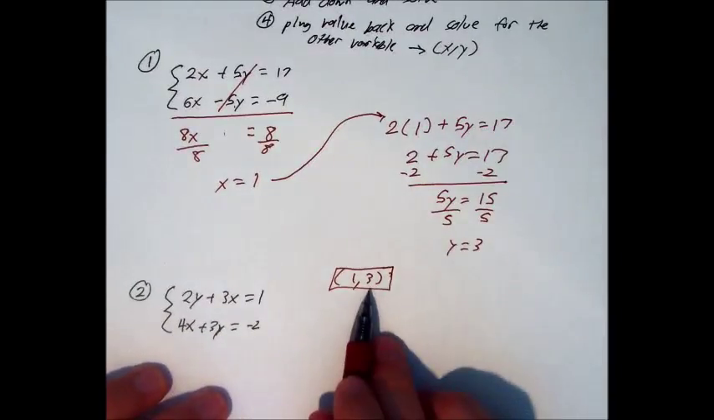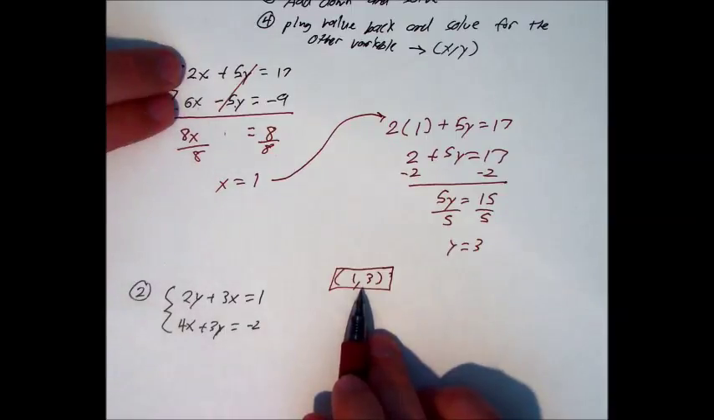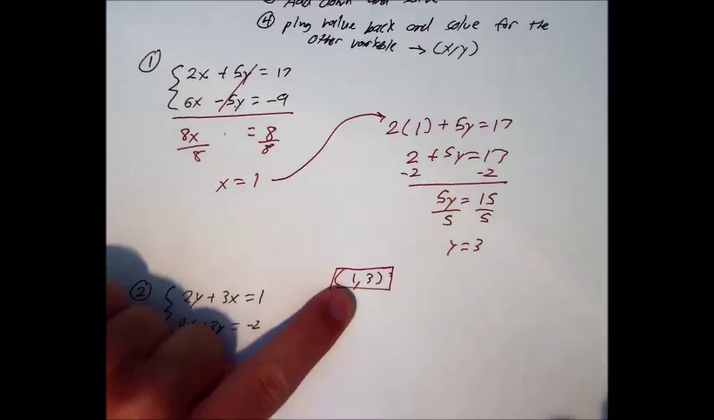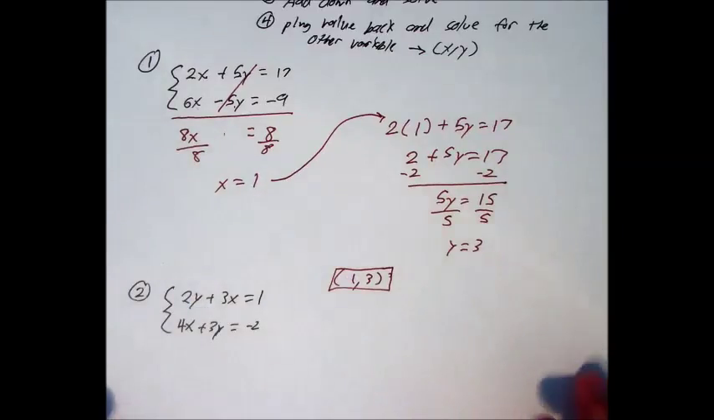And again, what's happening here? That's where the two lines are crossing each other. So if I graph both of these, I put both of these into y equals mx plus b, and I graphed it, or I plug these back into Desmos like we've been doing in class, that is the spot where the two lines are going to cross one another.